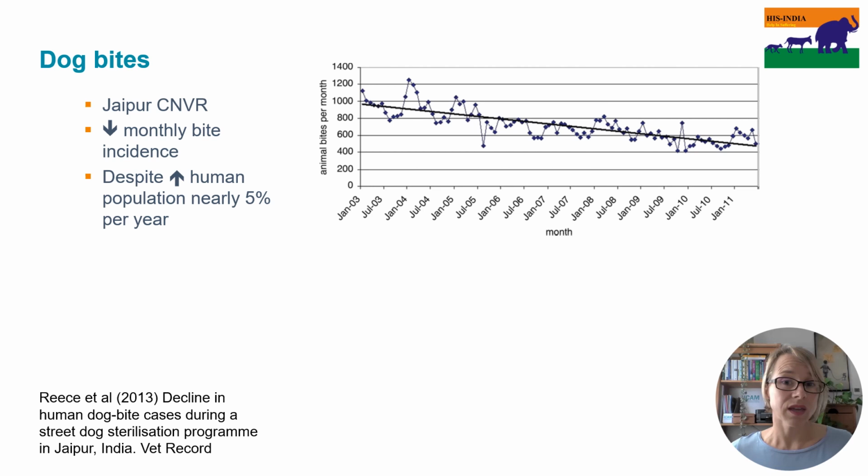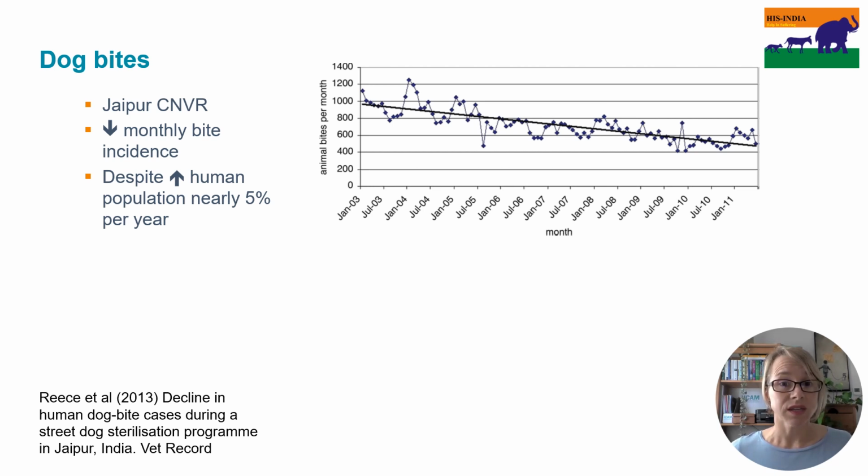The last indicator I want to talk about today is dog bites. And I think this is an underutilised indicator. It can be really powerful because bites are obviously distressing for citizens, but also bite treatment costs money. So governments are interested if you can show that you have decreased dog bites.